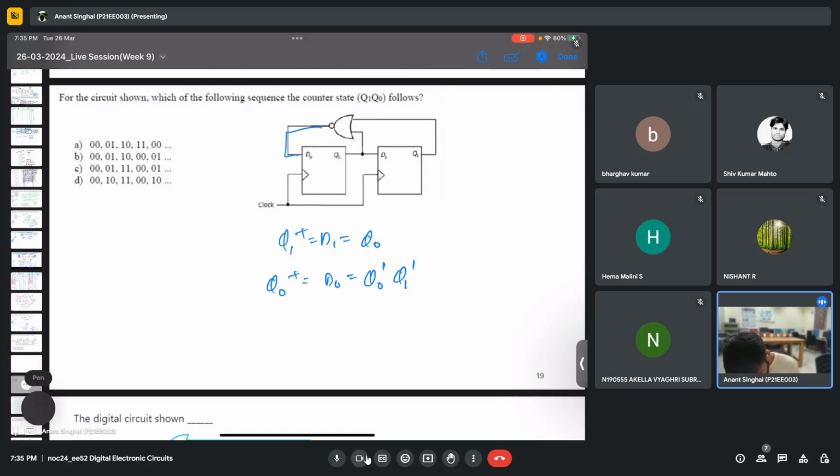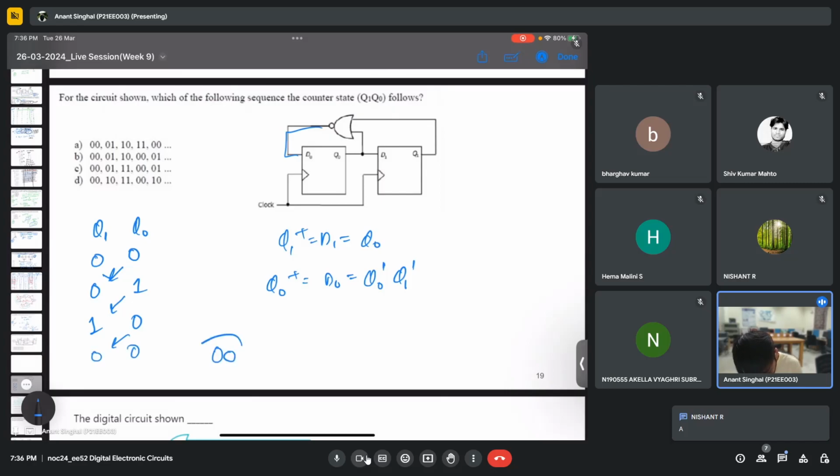I'll write the LSB this side to make it easier. So Q1 plus is Q naught. This will become here, and Q naught plus will be the whole bar. So this will be 1. This will come here. This will be 0. This will come here. This will be 0. So from 0 0, it is going to 0 1, it is going to 1 0, and then again going to 0 0.